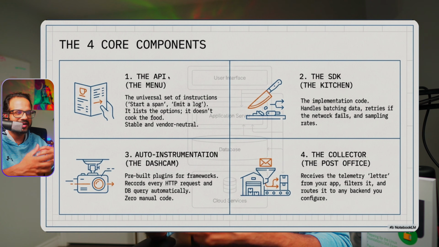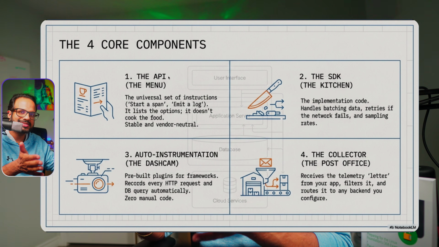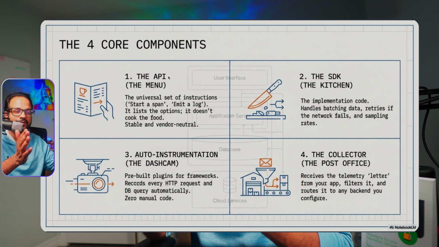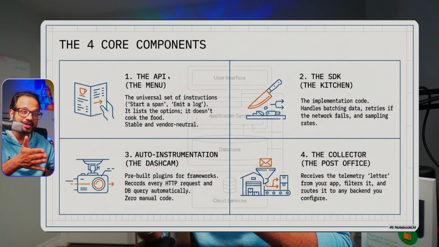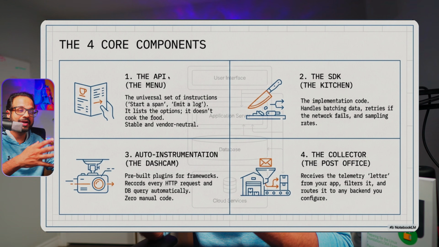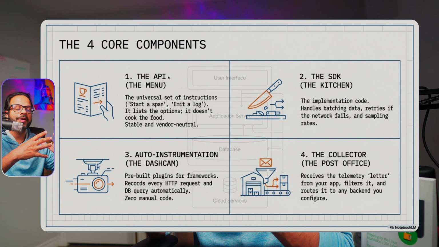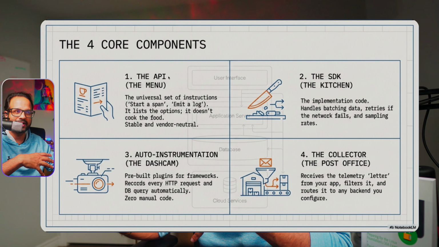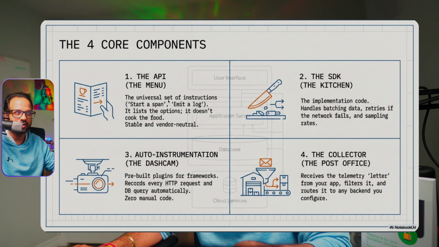Now we are saying start a span, emit a log. So it lists down the options. It doesn't cook the food. It is stable and vendor neutral. That means it is providing the ability to perform certain actions on the back end. Okay, so that's the API component.